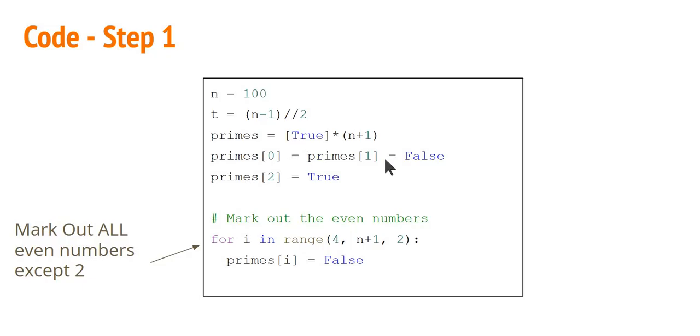So obviously 0 and 1 are composite. So 0 is 0, 1. 2 is a prime number, so I go and specially mark it. However, I then go and mark all the even numbers as composite numbers. So hence I said primes is false. Notice this starts from 4 because 2 is a prime number. So I go in steps of 2 until the end of the list, and mark all of those as composite numbers.